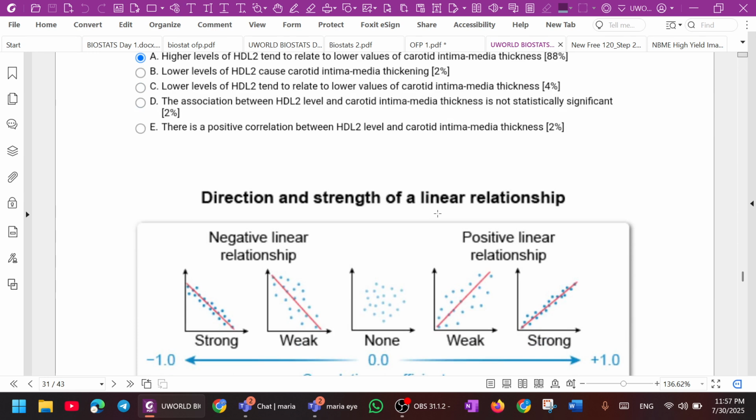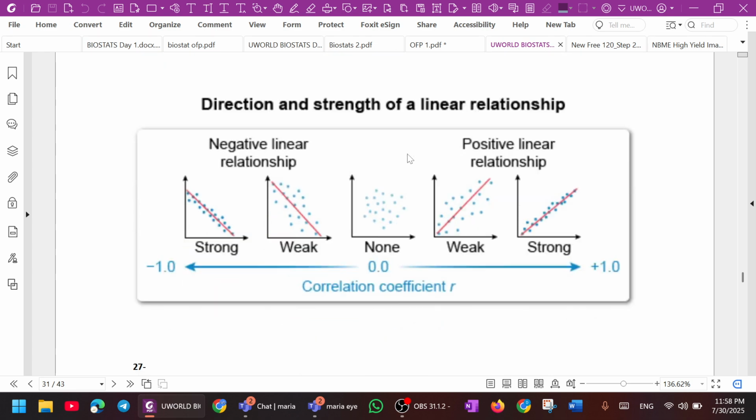And this is your explanation. We already know that one. Negative means one goes down, the other one goes up. You already said it. Positive means both are going up or both are going down. And then close to zero means there is no relation. Close to one or negative one means the relation gets stronger and stronger as you get close to one. Make sense? Yes. Perfect. Next.